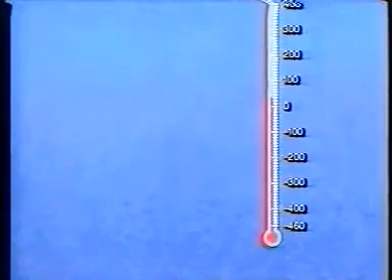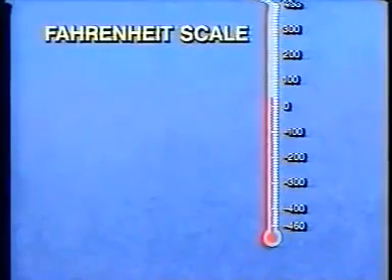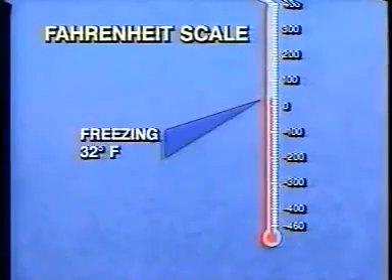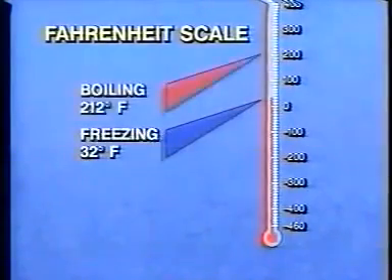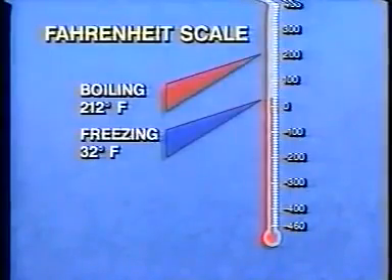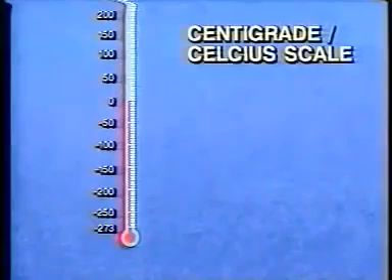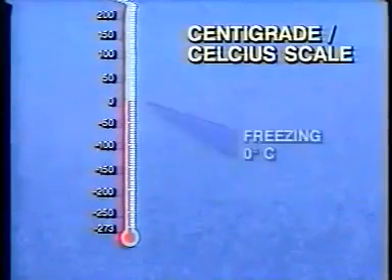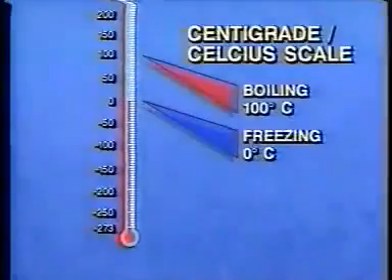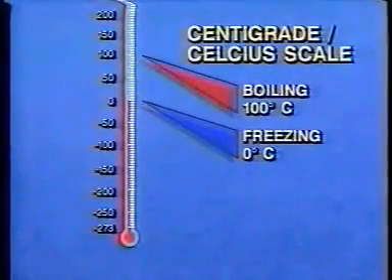The most common way of measuring temperature in the U.S. is with the Fahrenheit temperature scale. This scale represents the freezing point of water as 32 degrees and the boiling point of water as 212 degrees. Another scale you may be familiar with is the centigrade or Celsius scale. The freezing point of water on this scale is 0 degrees, and the boiling point is 100 degrees.